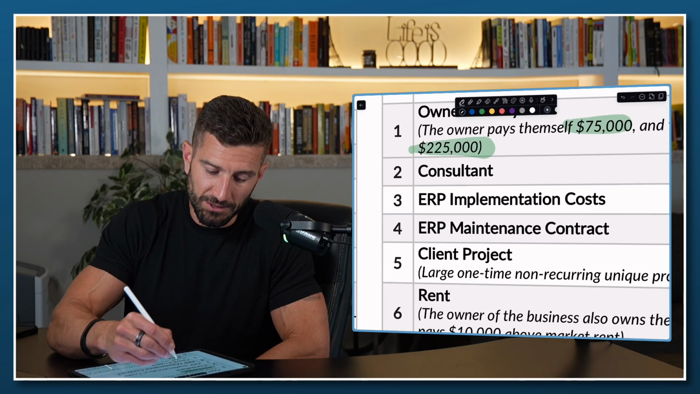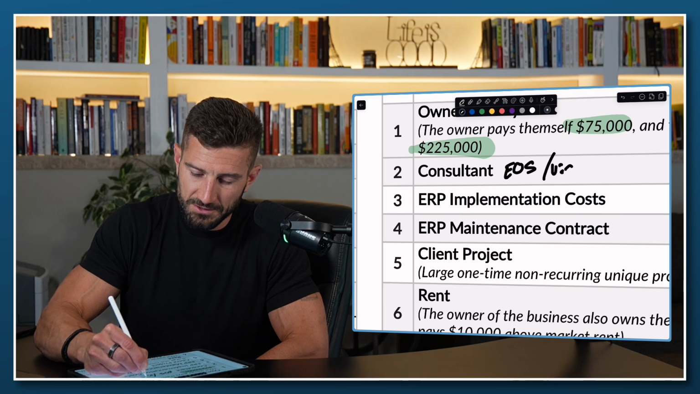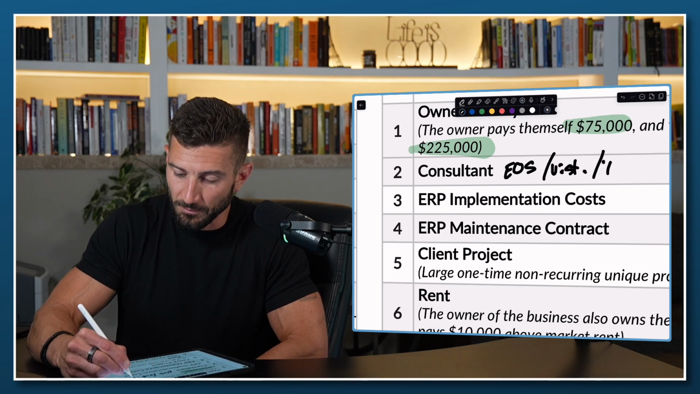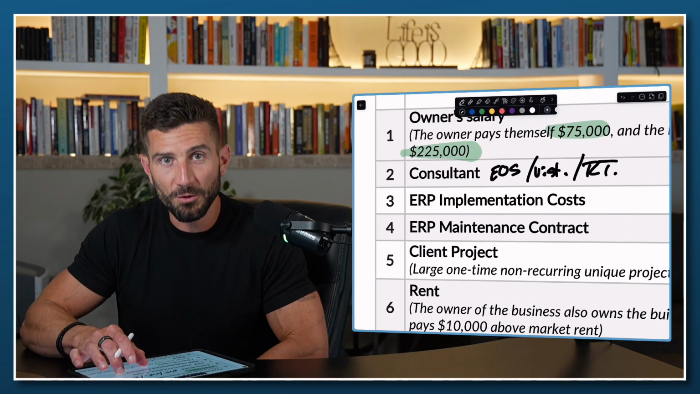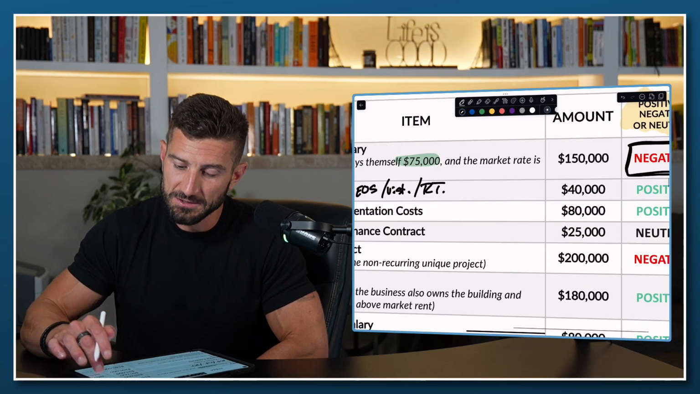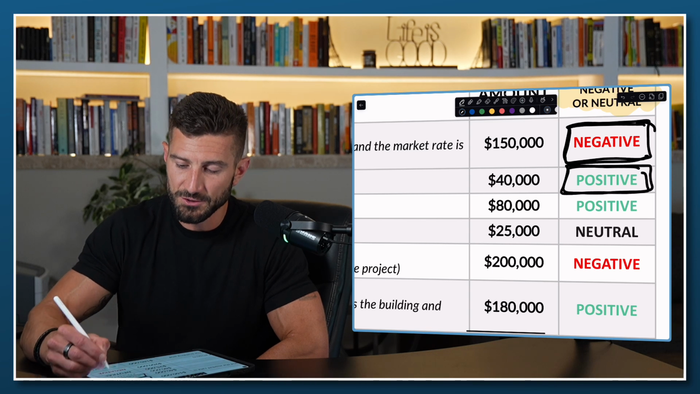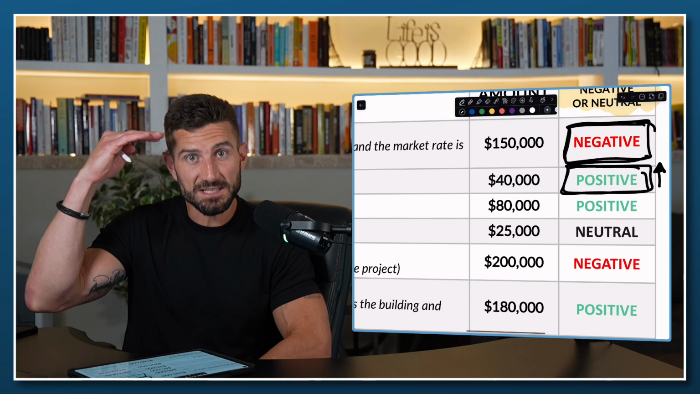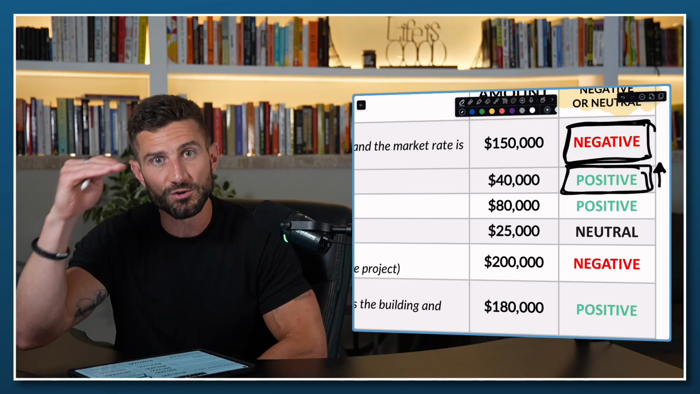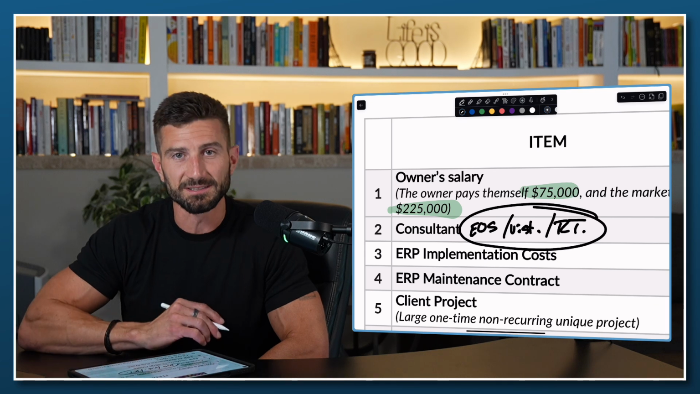A consultant over here. So, whether you have an EOS consultant, if you're in Vistage, or if you're working with Ryan Tansom, all of these are costs that you don't need going forward. So if that's $40,000, that would be a positive add back because you're going to increase normalized EBITDA because there's an expense in the income statement that you don't need, because it is up to the buyer whether they want to use these things or not.